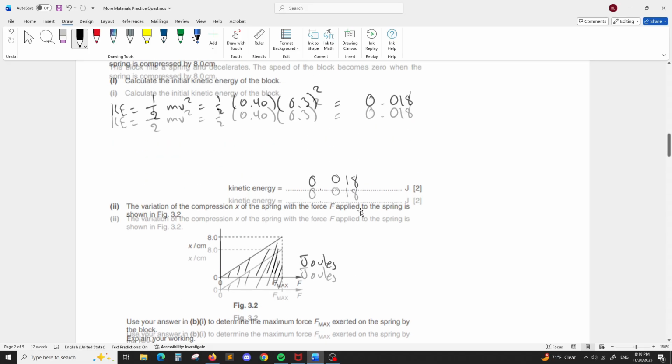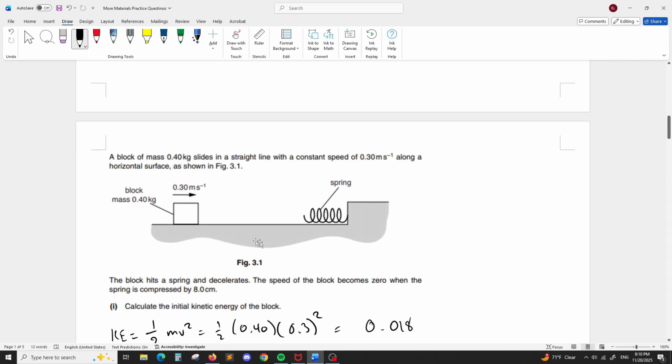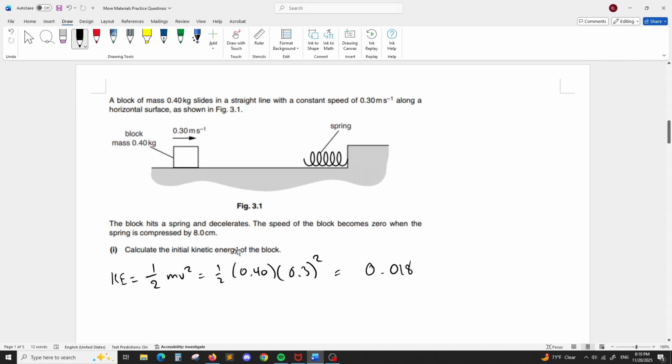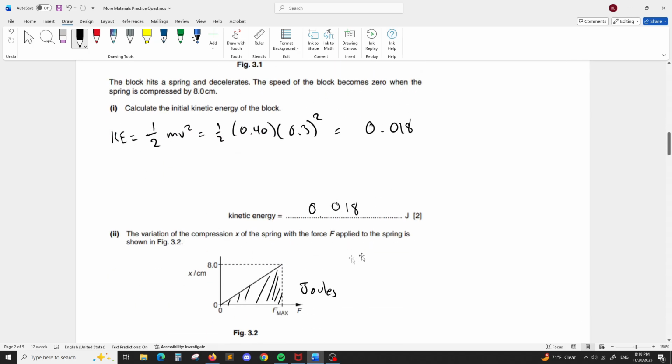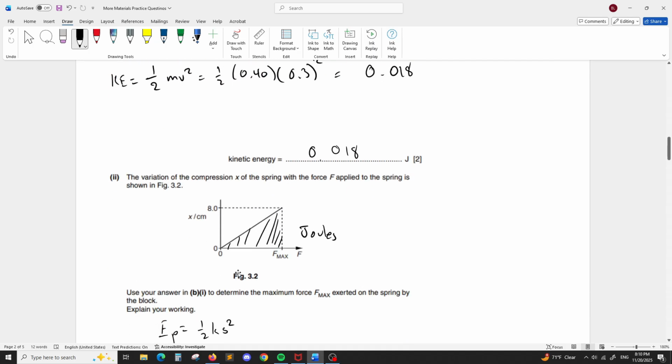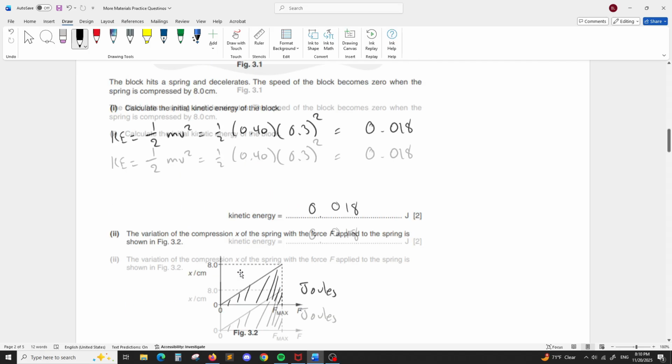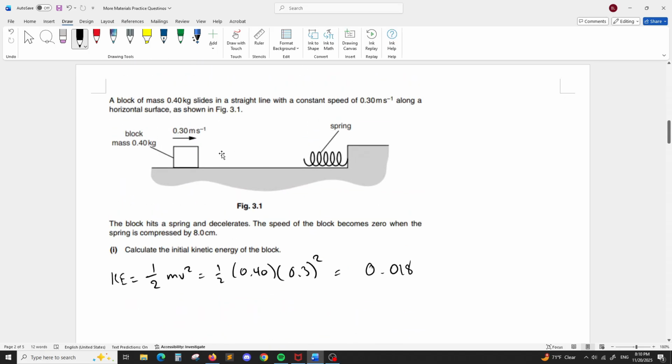And oh yeah, before I forget, one line of reasoning that you should make is that since they tell you to calculate the initial kinetic energy as well as now calculate the elastic potential energy, you can connect the dots that this block is hitting the spring and converting all this kinetic energy into potential energy.